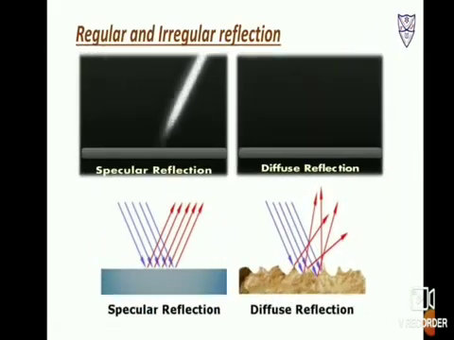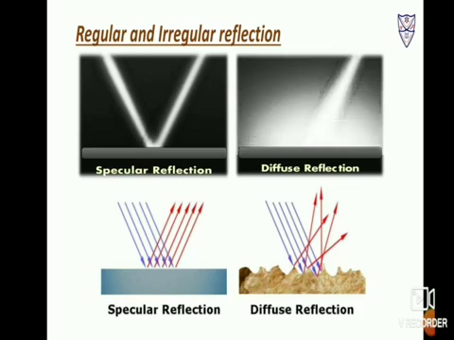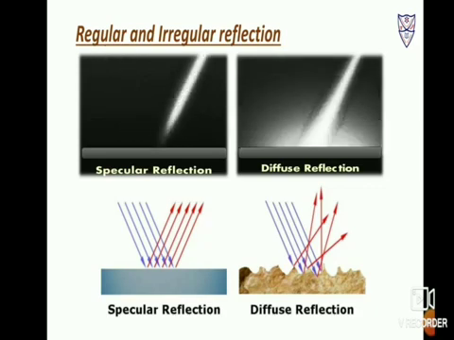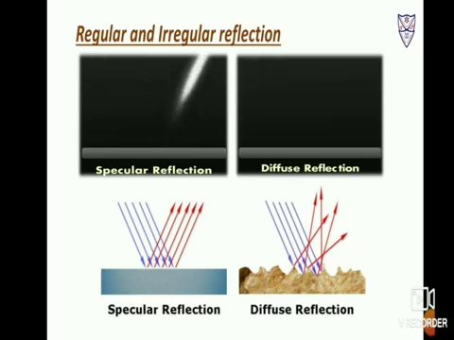Now students, let us discuss regular and irregular reflection. Specular reflection we can also call regular reflection, and diffuse reflection we can call irregular reflection. Now see the first image. Imagine that you are holding a plane mirror in front of you. What will you see? You will see your face on it. This is because the entire light that falls on the surface is reflected in a definite direction. Such reflection is called regular reflection.